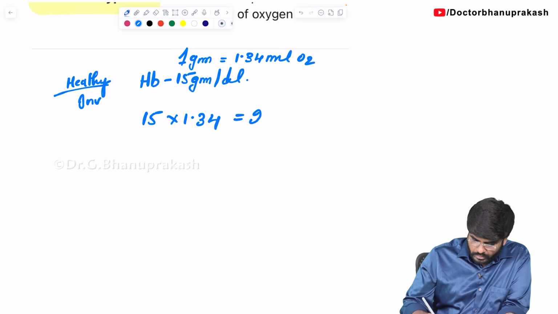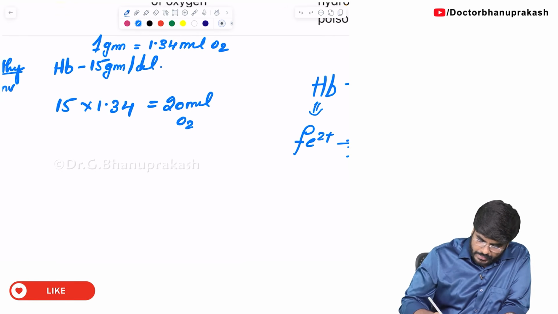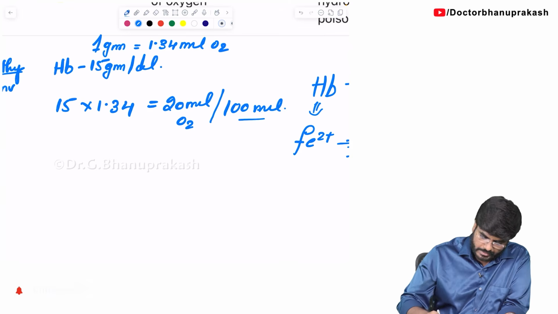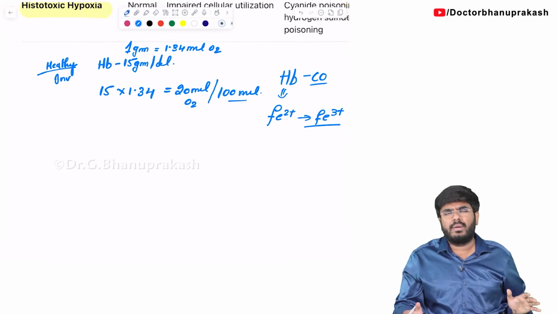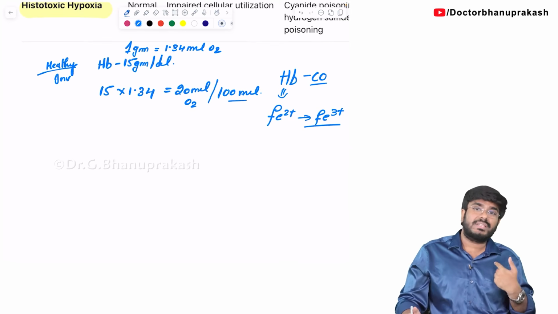15 into 1.34, 20 ml of oxygen is present in every deciliter, or you can say 100 ml of blood. So, in every 100 ml of arterial blood, how much oxygen is there in my blood? 20 ml of oxygen is there. That's my oxygen carrying capacity.